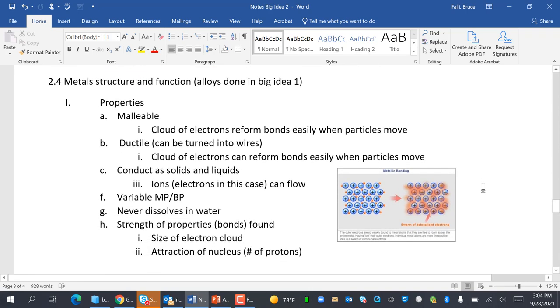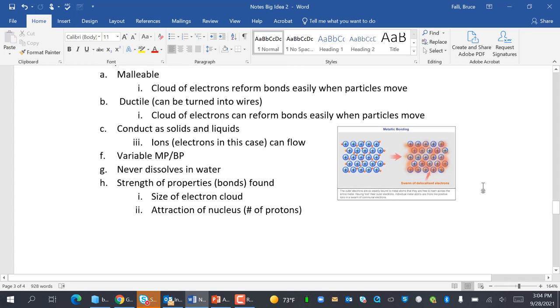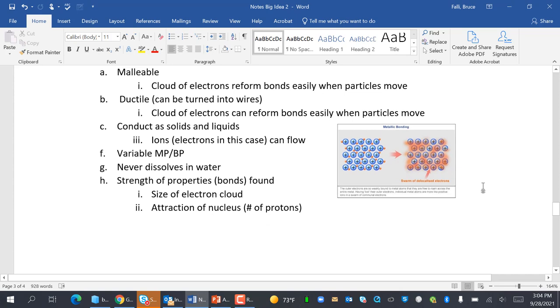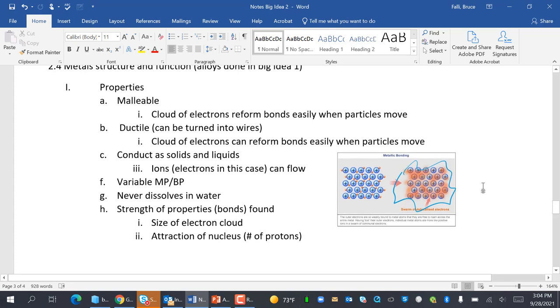2.4 is metal structure and function. Alloys were a part of this, and we did that in Big Idea 1, so I'm not going to do that again. Properties of metals: they're malleable. And all the reasons for why these properties come out for ionic was because of strong bonds. For malleable, it's because the electron cloud can reform. The cloud of electrons reforms easily when particles move. So if you shift it, the particles will move and the bonds will reform.